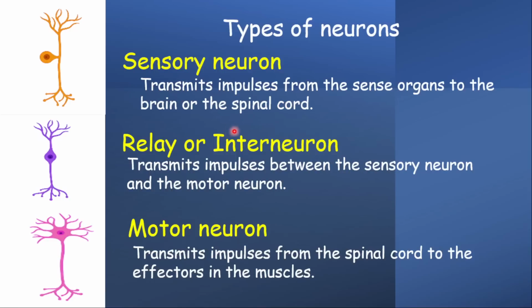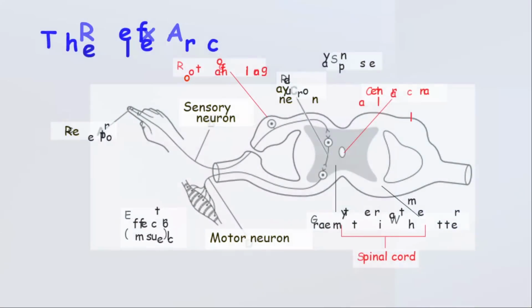The relay neuron now, it's in between both sensory and motor neuron. As a matter of fact, if you look at the reflex arc, you see the relay neuron within the spinal cord. All right? In the middle of the gray matter, matter of fact. So look at it within the gray matter. And then now the motor neuron transmits impulse from the spinal cord to the effectors in the muscles. All right, so we want to jump now to the reflex arc.